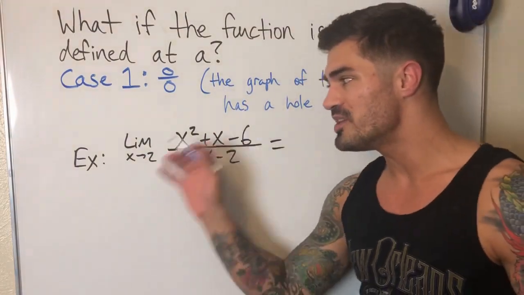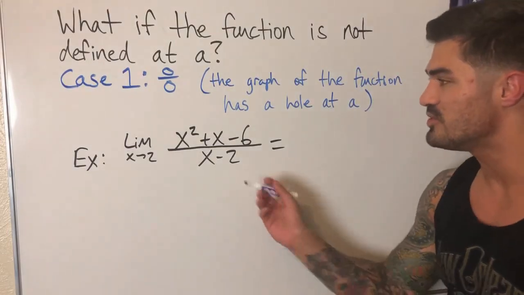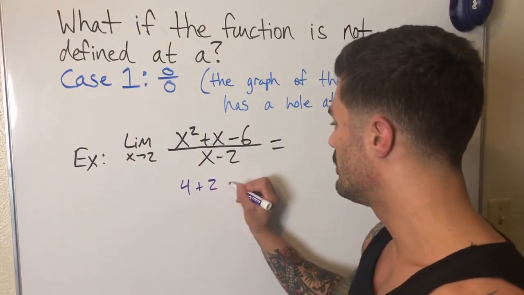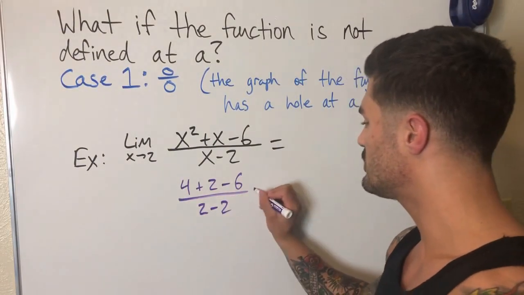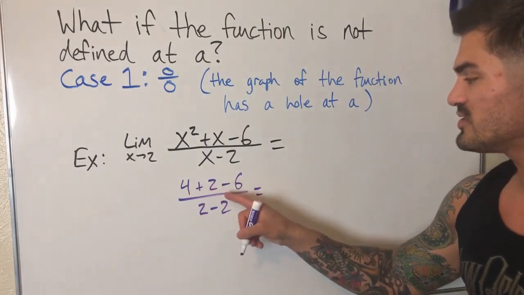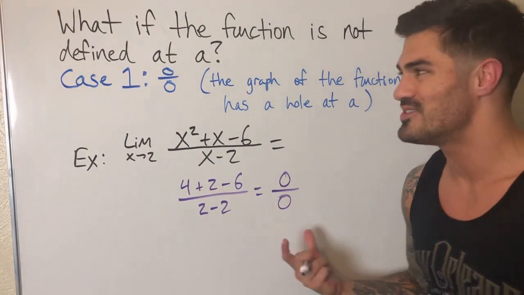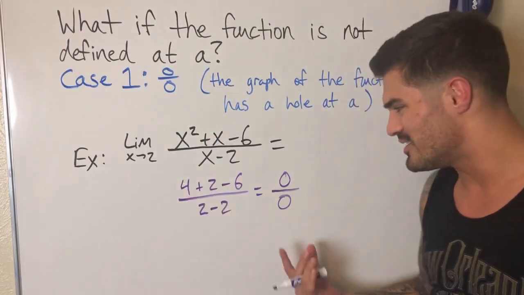So the first thing we always do, again, if I want to find this limit, first thing I always do, plug 2 into my function. So when I do that, I get 2 squared, that's 4, plus 2 minus 6 over 2 minus 2. So this comes out to be what? 4 plus 2, that's 6, minus 6, that's 0 over 0. All right, so this is what I mean by that 0 over 0 case. So what does it mean when I plug in a number and get 0 over 0?